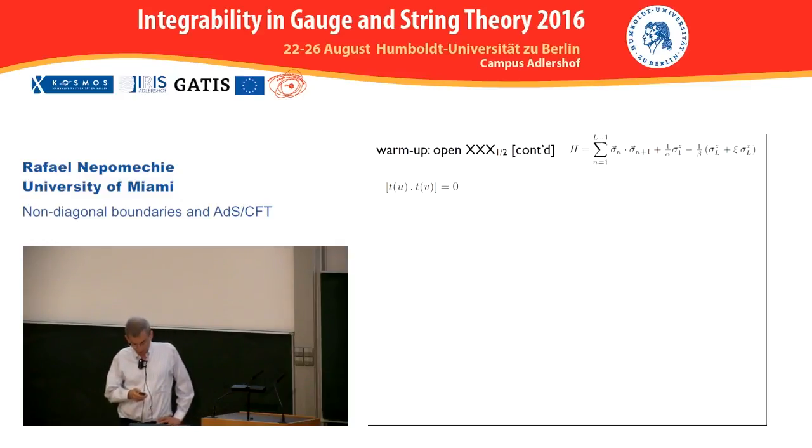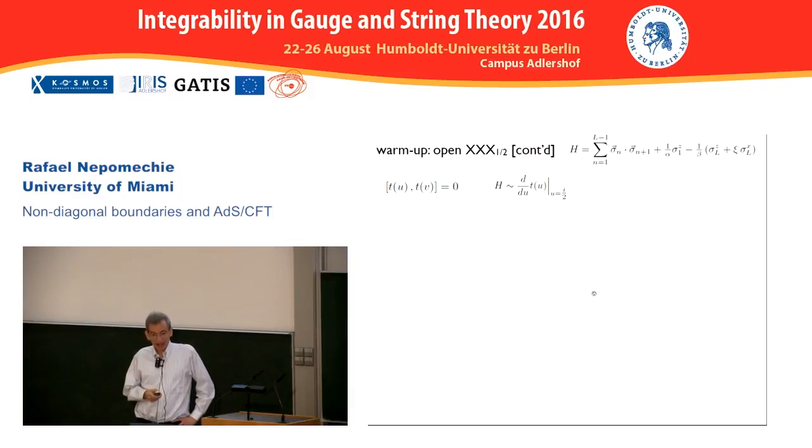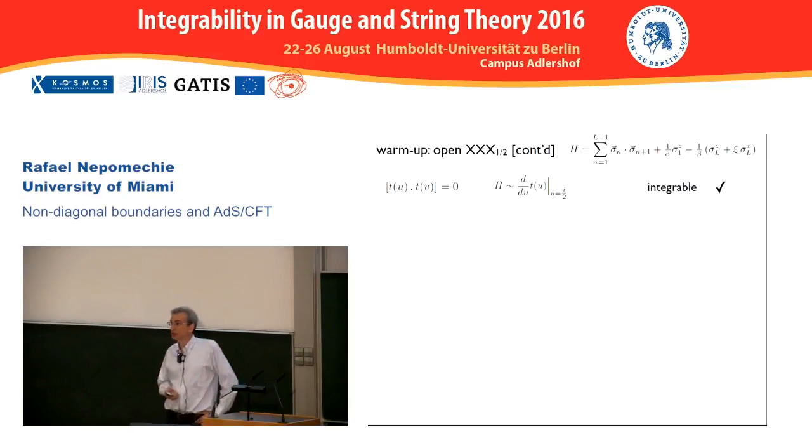Okay, so one can show that because all the ingredients in this transfer matrix obey the various Yang-Baxter equations, the transfer matrix, this double row guy, will commute for different values of the spectral parameter. And the Hamiltonian here is given by just a derivative of this transfer matrix evaluated at i/2. So that proves that this Hamiltonian is integrable. Now the question is how to compute its eigenvalues.